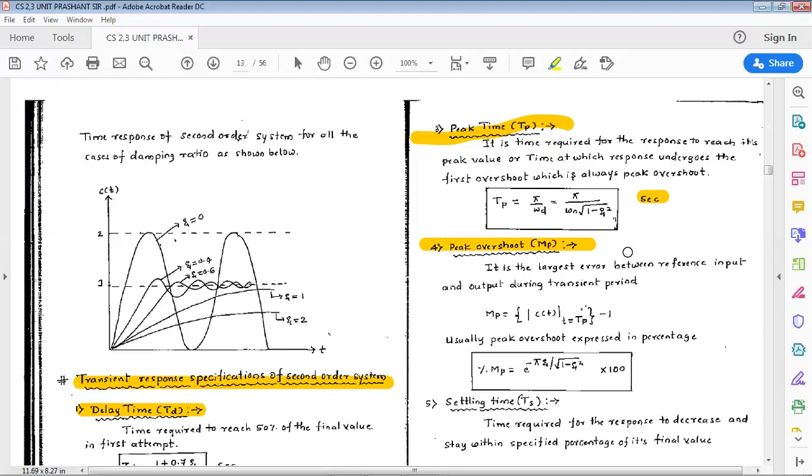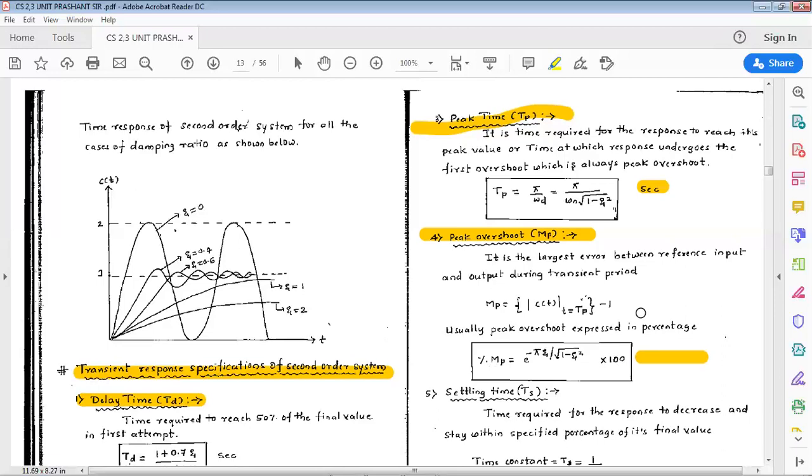The next term is peak overshoot. The notation of peak overshoot is MP. It is defined as the largest error between the reference input and the output during the transient period, which is given as MP equal to C of t at t equal to TP minus 1. Usually peak overshoot is expressed as a percentage. For that, we have the expression percentage MP is equal to e raised to minus pi zeta by under root 1 minus zeta square, into 100. This equation is very, very important.